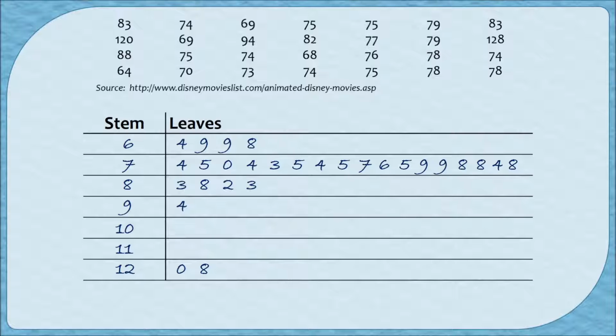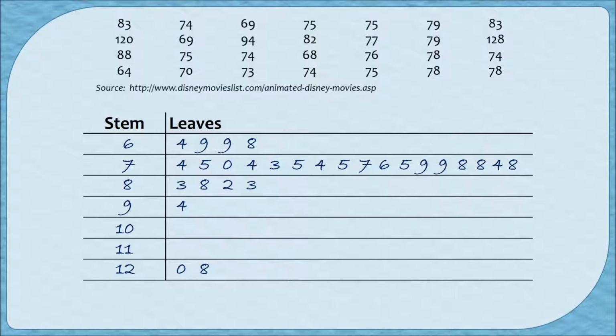Some teachers might ask you to put the leaves in order from least to greatest, starting at the stem direction. In other words, they might ask you to rearrange these leaves so that they would say 4, 8, 9, 9. Similarly, where we have the stem for the 8, they might ask you to put them in order 2, 3, 3, 8 instead of the order that you found them in. Same thing with the 7, but that row was just much longer. I didn't want to read all of that out.